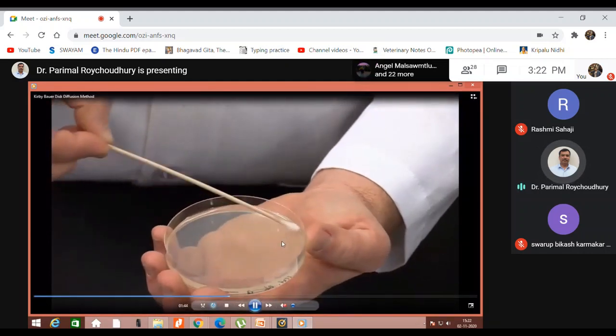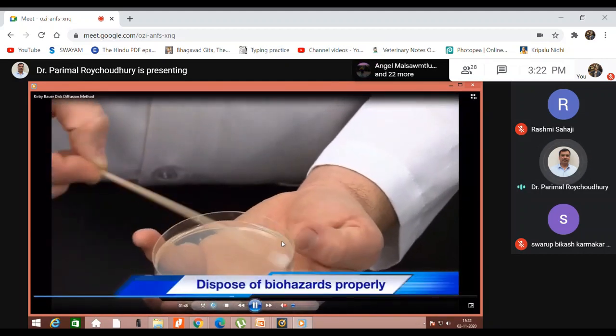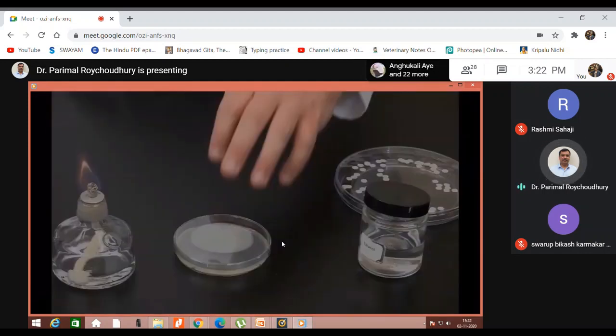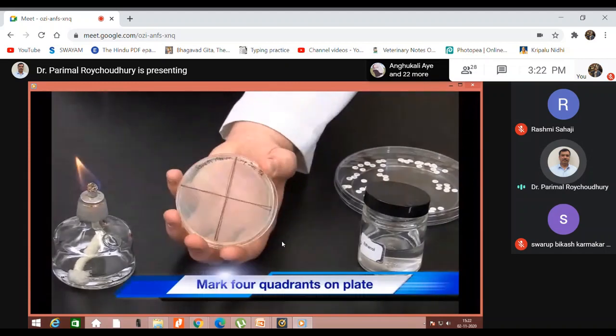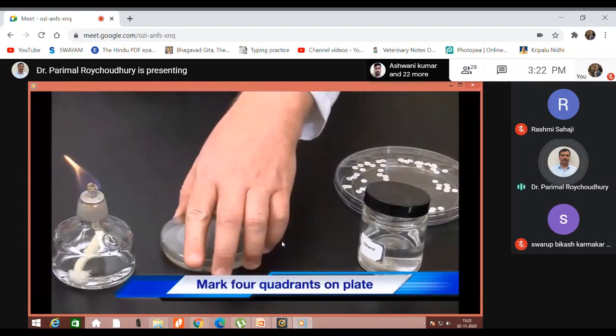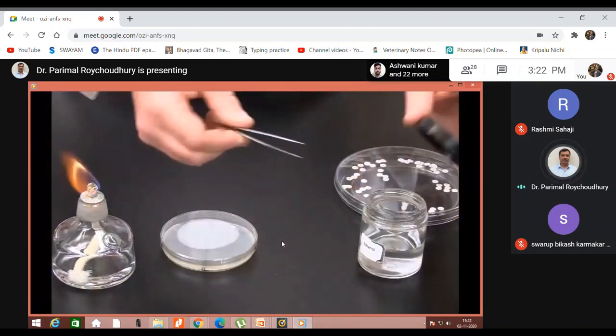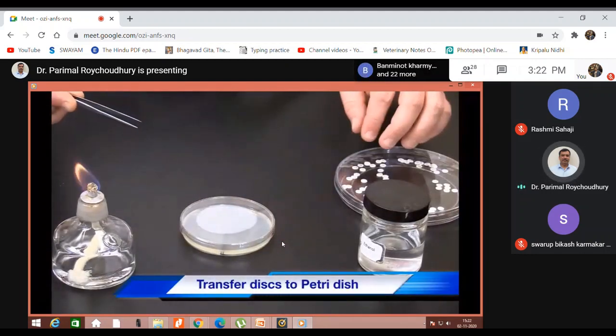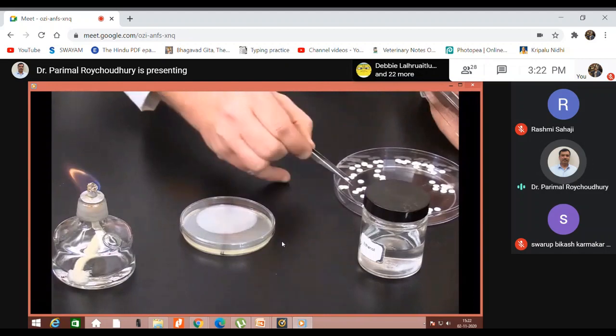So here he's spreading all over the surface. It's not a streak plate method of inoculation. This is a spread plate. He's spreading. We want the entire surface of the bacterial culture media to be spread uniformly with the bacteria, so that the bacteria can grow just like a lawn. And then he divided the plate into 4 parts, for the different antibiotic discs.